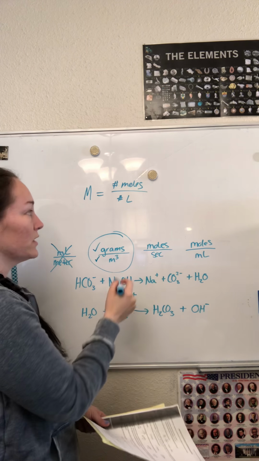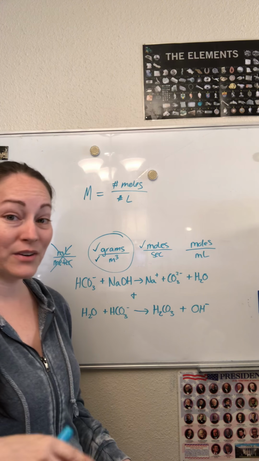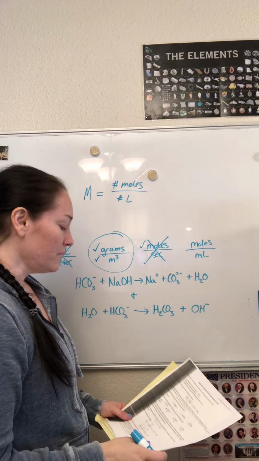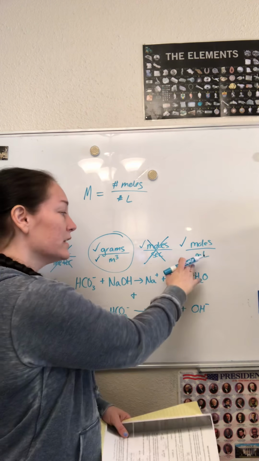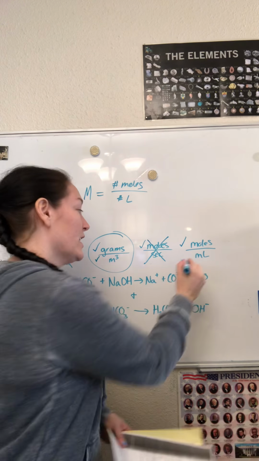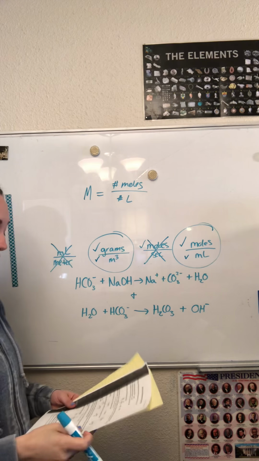If I go to the next one, I've got moles, check, but I have seconds on the bottom, which is a time unit. That's no good. Okay? So that one is not one. And the last one, I've got moles, which is exactly what we need, and milliliters on the bottom, which isn't liters, but we can go from milliliters to liters, so that is one. So I would say that is a good enough conversion unit.